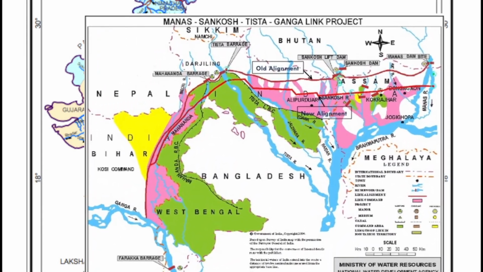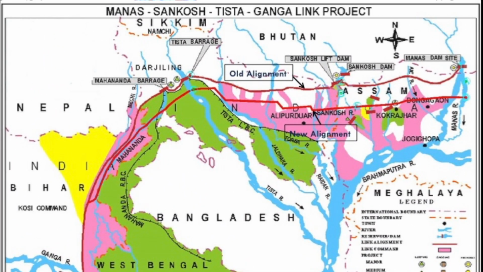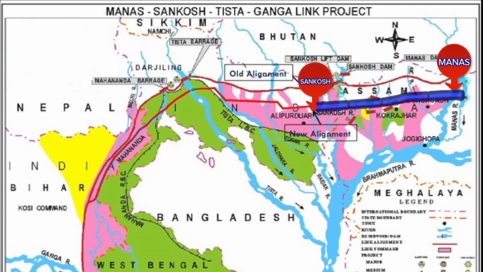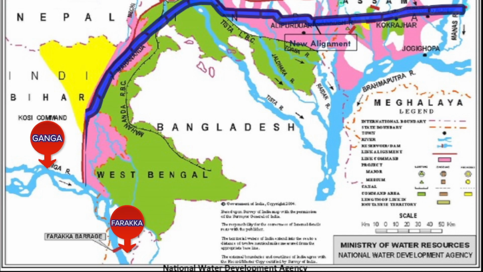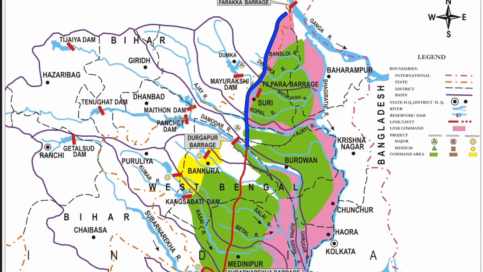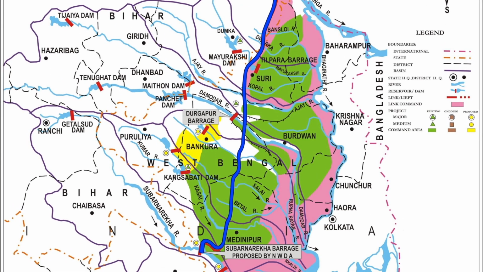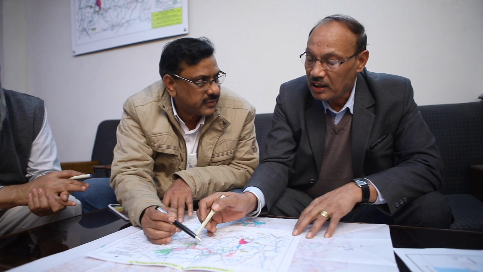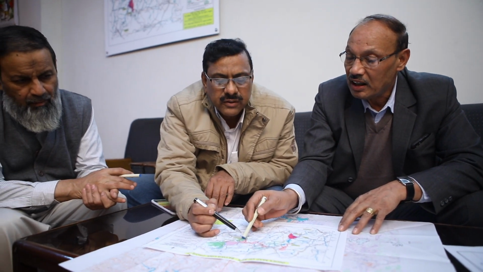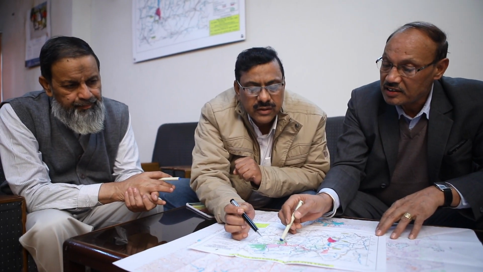MSTG Link Project proposes diversion of about 42,000 MCM surplus water available in Manas, a tributary of Brahmaputra, and Sankosh River with supplementation from intermediate streams Torsha, Raidak and Jaldakha for augmenting the flow of Ganga at Farakka, and further transfer of water through Ganga, Damodar, Subarnrekha Link, Subarnrekha Mahanadi Link and beyond towards south. The feasibility report of this link project is being prepared by NWDA.